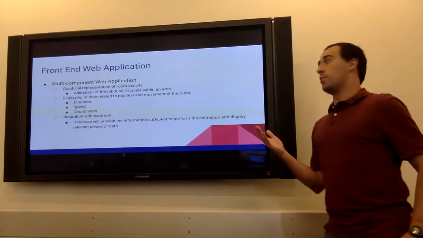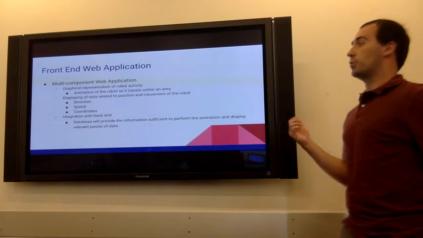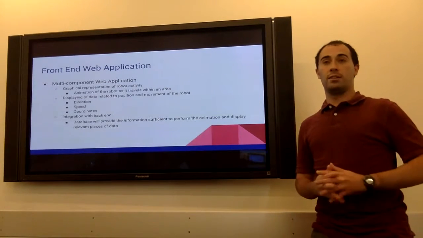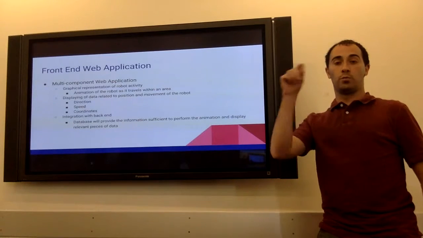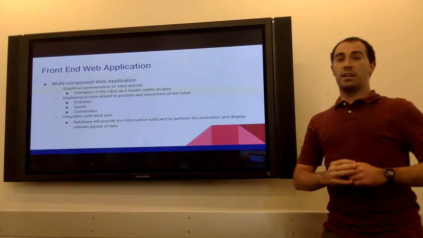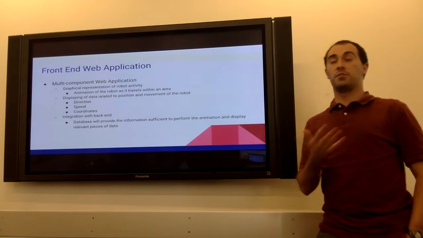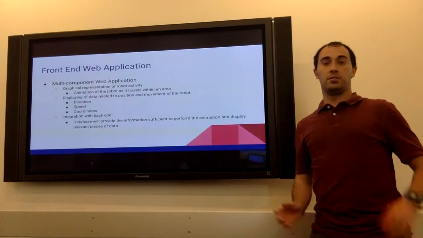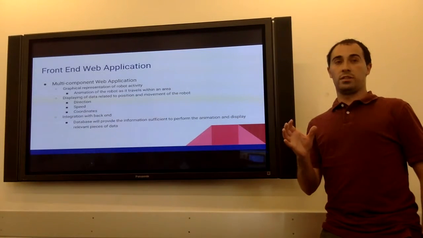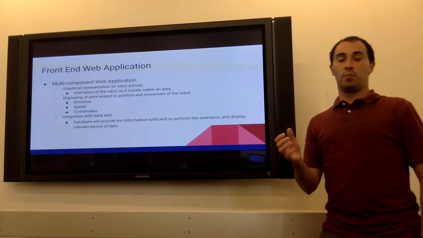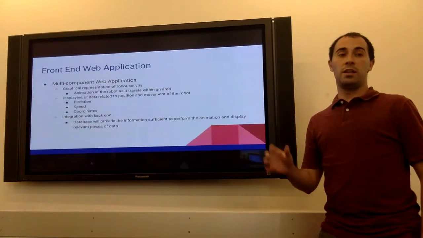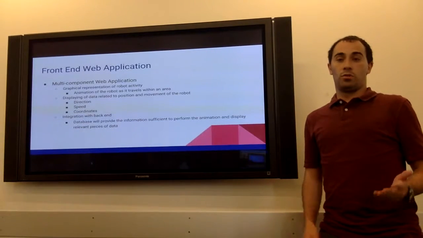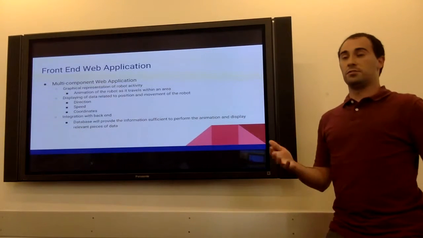So the project contains 2 components, one of which is the front-end web application, and that's going to be a multi-component application. The first thing we want is a graphical representation of the robot activity, meaning a sort of line tracing of where the robot is going on the screen. Not a very complicated animation, but just so that someone watching can get a sense of the path. Alongside that, we're going to display data related to the position and movement of the robot, for instance the direction, its orientation and its coordinates on an XY plane, and probably later on down the line, an XYZ plane. And then lastly, something like the velocity and whatever else we feel is most important to aiding the project. So this is all sort of in flux.